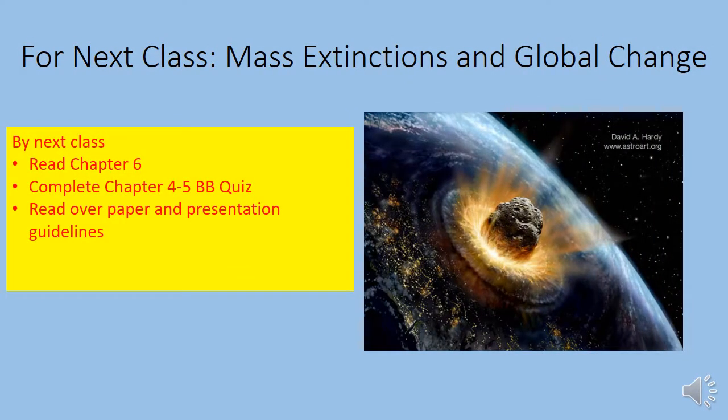So that ends our diversity and ecosystem talk. Make sure you watch the video, Poll the Poll. It's pretty cool. And do the quiz for chapters 4 and 5. Read chapter 6 in your book. We're going to talk about mass extinctions and global change next.